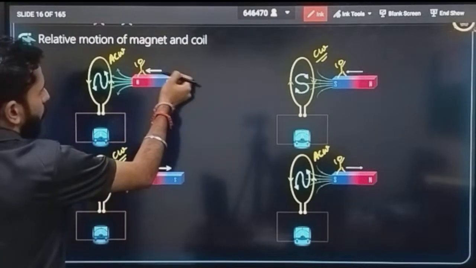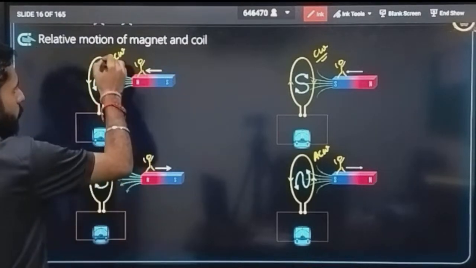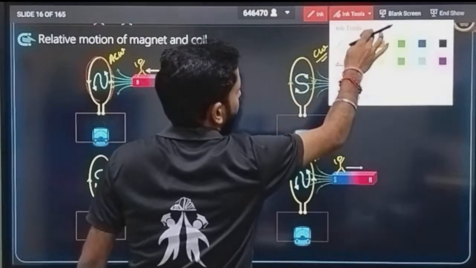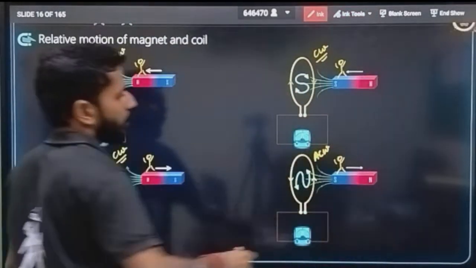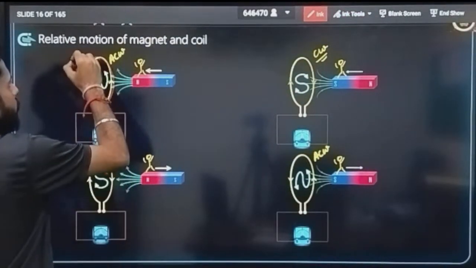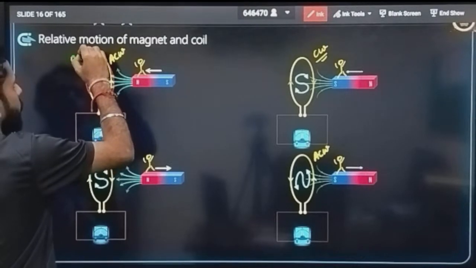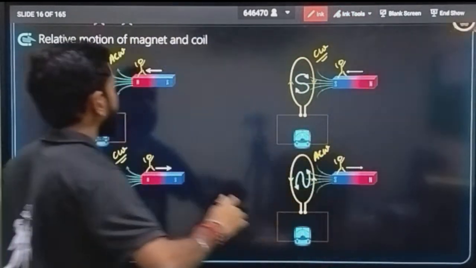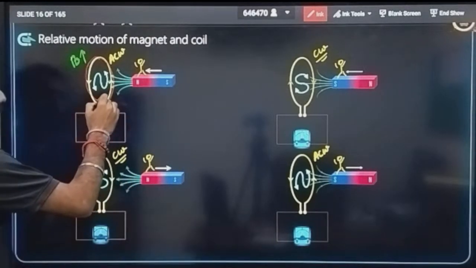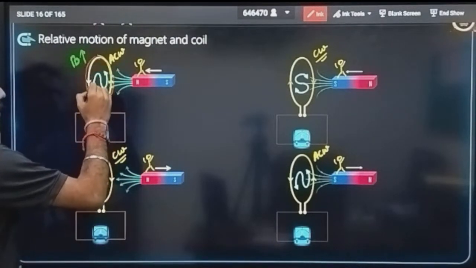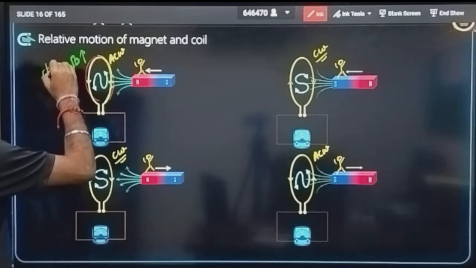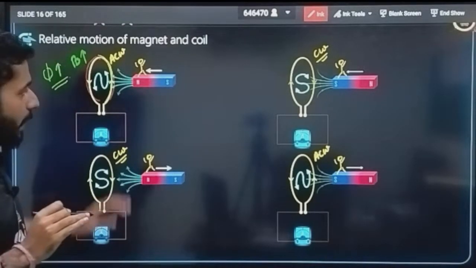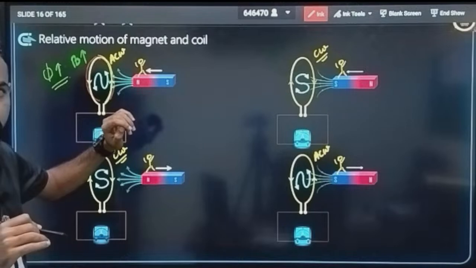A magnet is coming closer to the loop. Due to that, what will happen? Due to this closer coming magnet, magnetic field will be increasing. If with time magnetic field is increasing, I can say flux is also increasing. If flux is increasing, can you say some current will get induced into it?